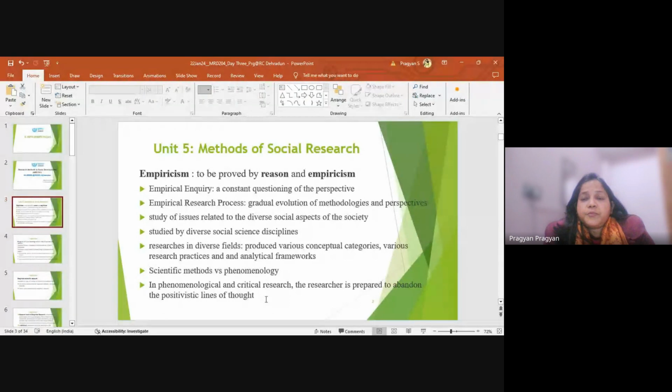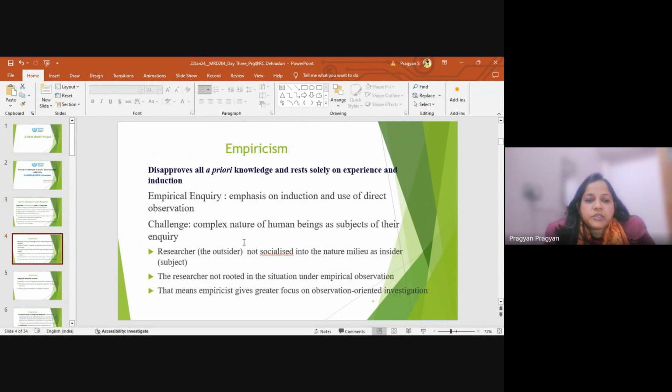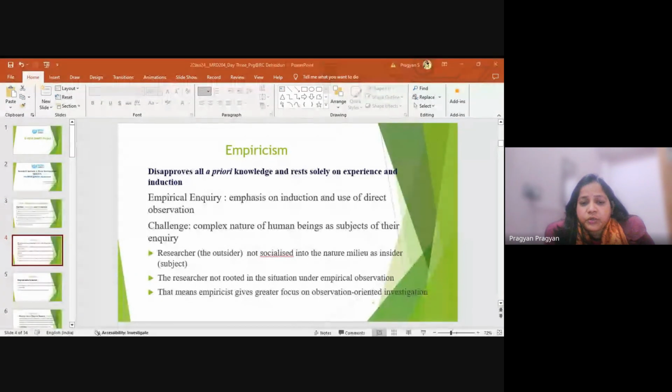that all a priori knowledge cannot be helpful for your understanding. That means you are going to start your own completely error-free, bias-free empiricism for that particular experience that is part of one particular phenomenon. So in phenomenological and critical research, the researcher is first of all prepared to abandon the positivistic line of thought, and then the basic importance is that the researcher has to disapprove all a priori knowledge and rest solely on experience and induction. This has to be the foremost important thing of today's discussion. So kindly try to understand this point.